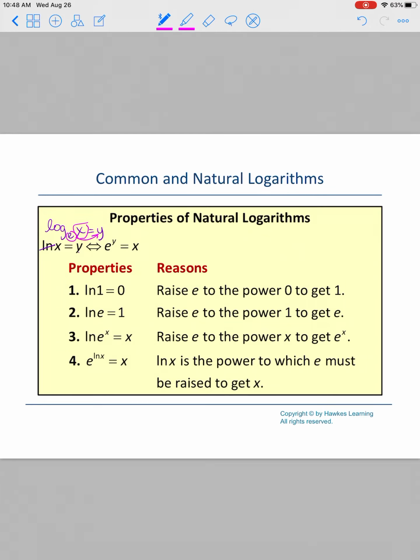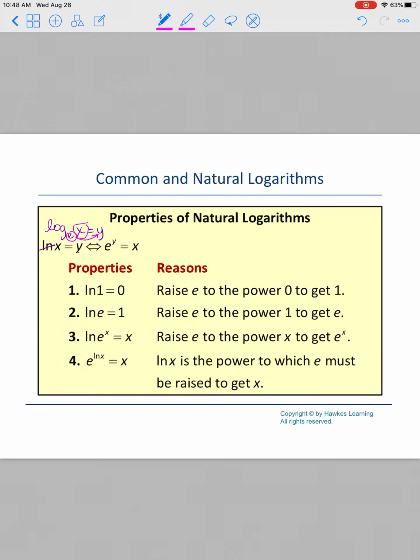Okay, 4 properties you need to know. ln of 1 is always 0. Now, on your graphing calculator, you do have a natural log function also. On this one that I'm looking at, it's right under the log button. It says ln. They are there on your calculators. It might take you a minute to find them, but they're there. So I can actually type in ln of 1, and my calculator will give me an answer of 0. So you can do natural logs on your calculator.